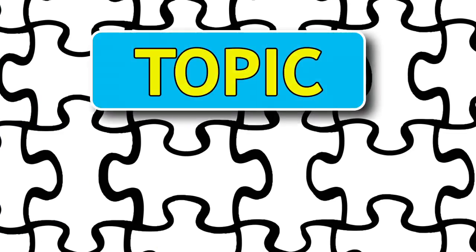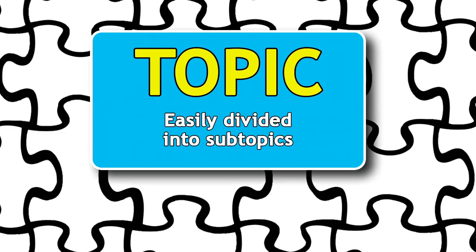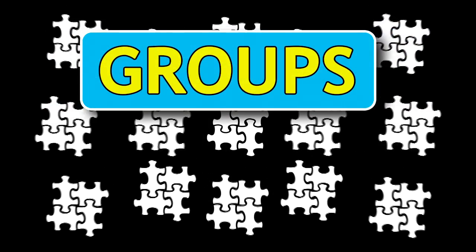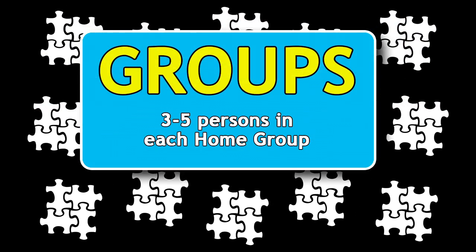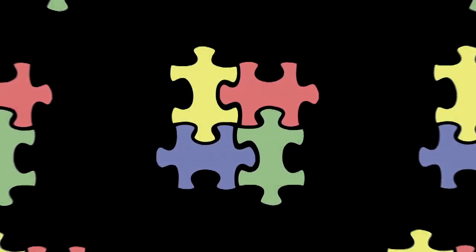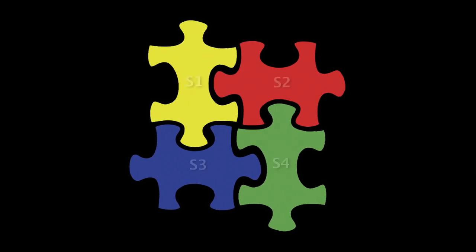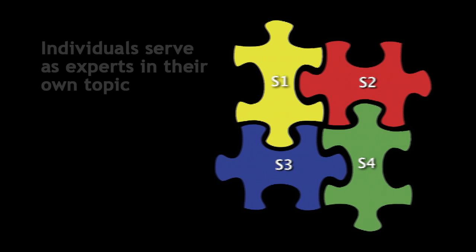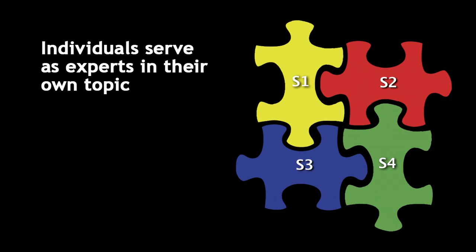First, the instructor introduces a topic. This topic should be one that can easily be divided into subtopics. Next, the class is divided into groups, comprised of approximately 3 to 5 students. These are called home groups. Within each home group, each student is assigned a specific subtopic. Individual students will serve as the home group's expert on their own subtopic.